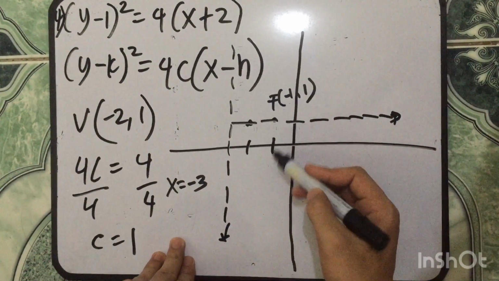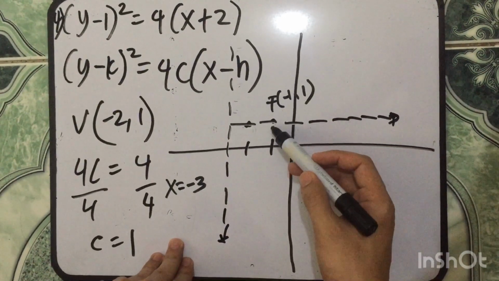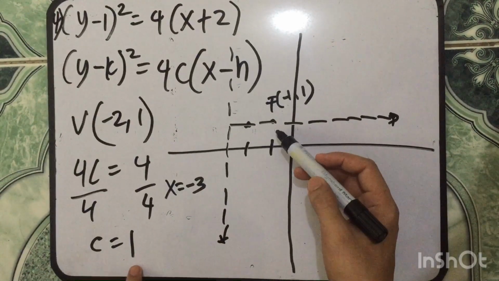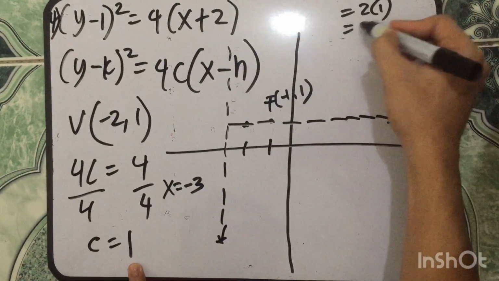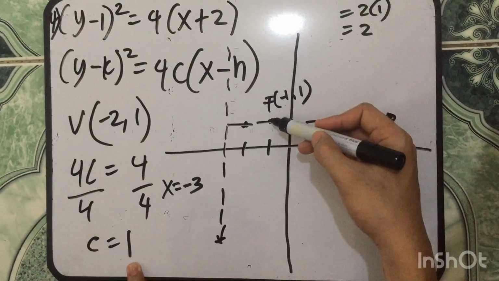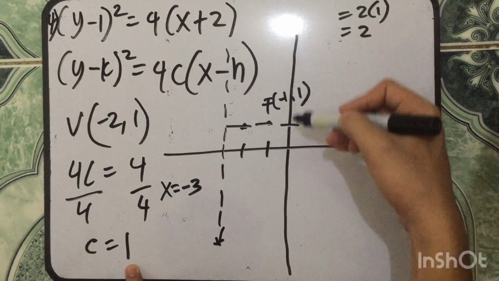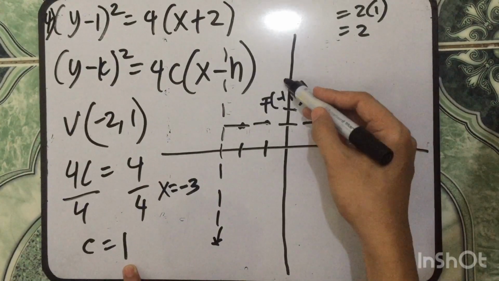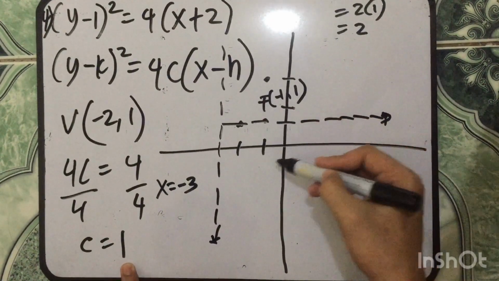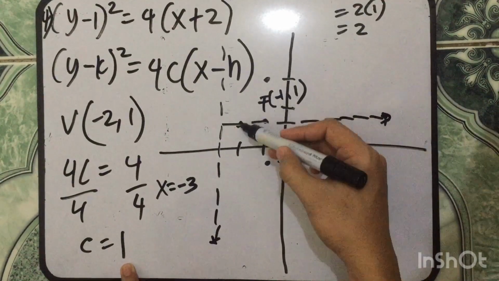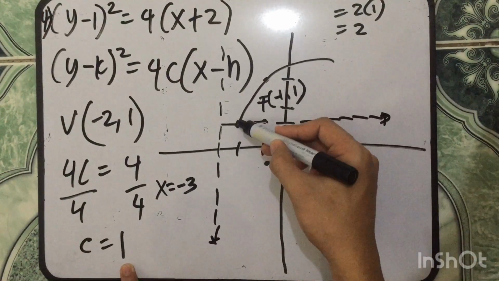So to graph the given equation, we have to determine the latus rectum. So c = 1, that means the latus rectum is given by 2 times 1, which is equal to 2. So from the focus, we're going to count 2 units upward and 2 units downward: 1, 2; 1, 2. So the parabola looks like this.